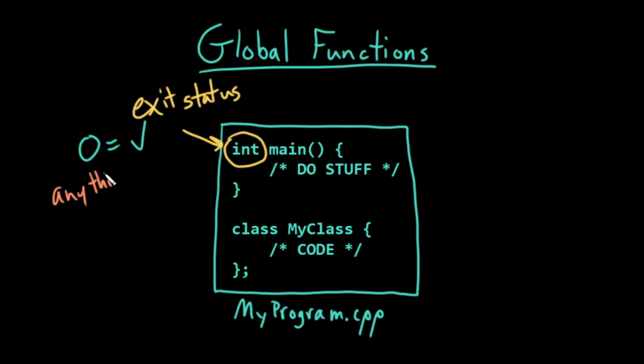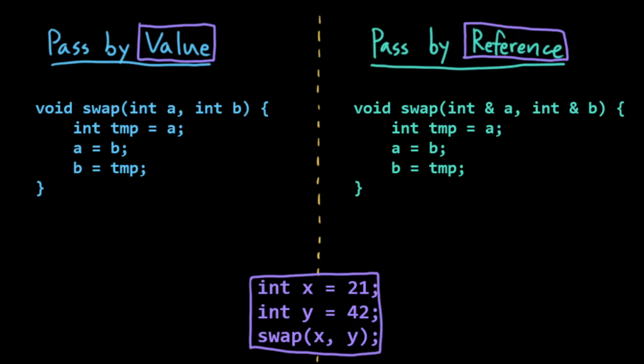Anything else, so any non-zero return value, means no, my program did not run successfully. So this main function should return 0 if your program ran successfully, or anything else if it did not. In C++, there are two ways to pass parameters into a function: pass by value and pass by reference.